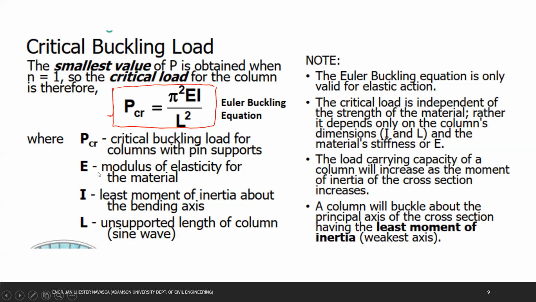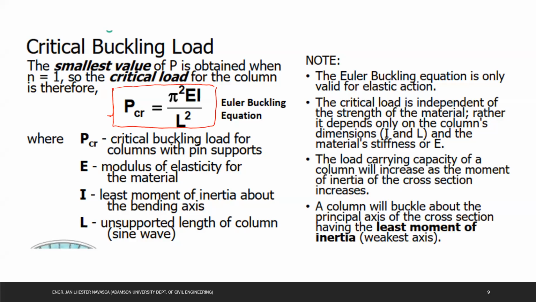Then we have E, the modulus of elasticity of the material. We have I, the least moment of inertia about the bending axis. And L is the unsupported length of the column. Note that the Euler buckling equation is only valid for elastic action, so we are considering elastic deformation only. The critical load is independent of the strength of the material. Rather, it depends only on the column's dimensions I and L, and the material stiffness E.